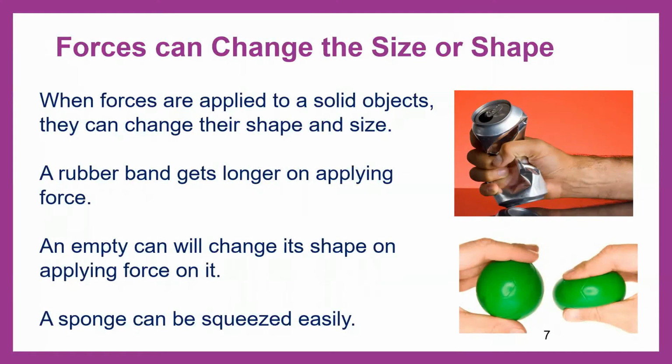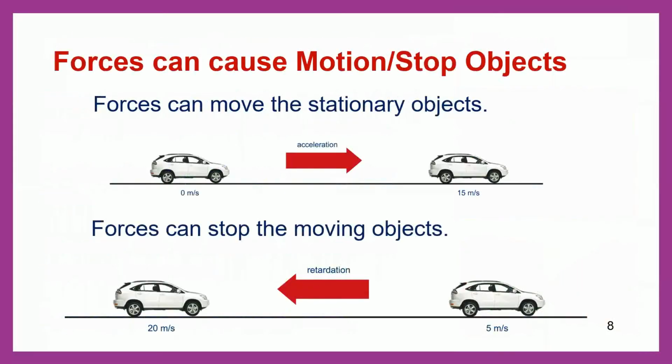Forces can change the size or shape. When forces are applied to solid objects, they can change their shape or size. A rubber band gets longer on applying force. An empty can change its shape on applying force on it. A sponge can be squeezed easily. Forces can change motion of the object. Forces can stop moving objects. Forces can move the stationary object.